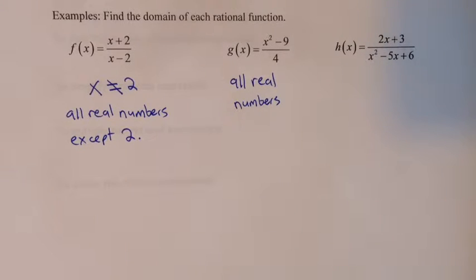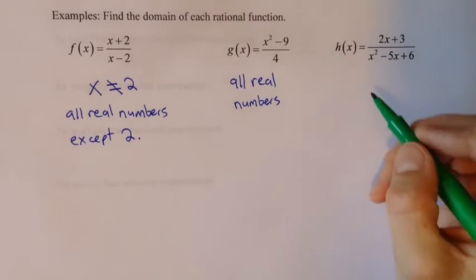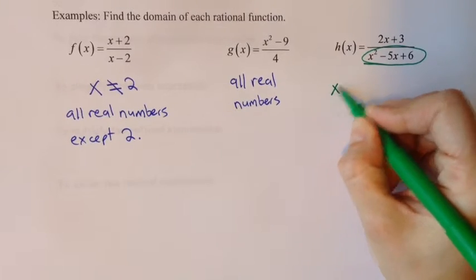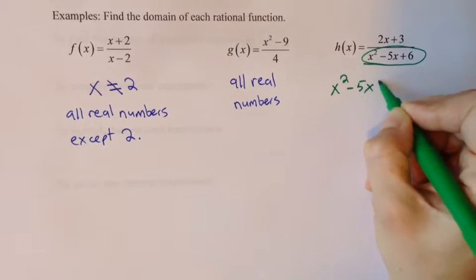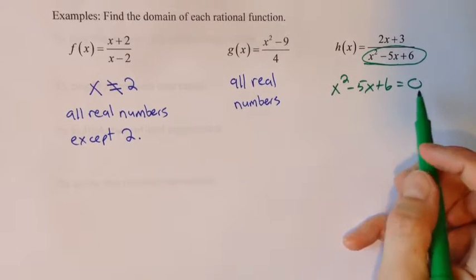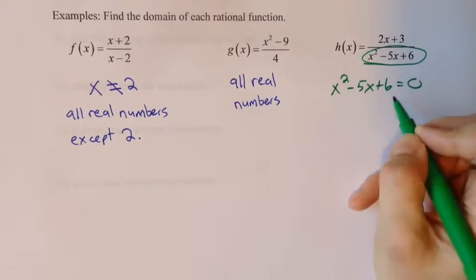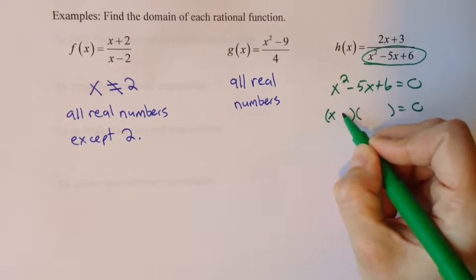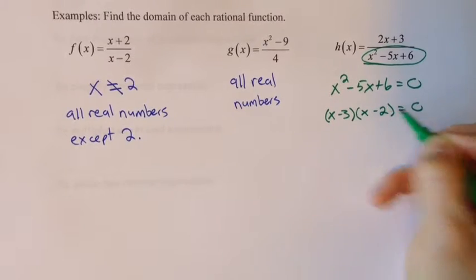Last up, I have a function that looks a little bit complicated, but I promise it's not that bad. Now remember, to find the domain, I'm trying to figure out what are the values of x that would cause the bottom to be 0. I can write that down mathematically by taking the bottom of my fraction here and setting it equal to 0. This looks like an equation that you know how to solve. We'll factor the x squared minus 5x plus 6, which gives us x minus 3, x minus 2.